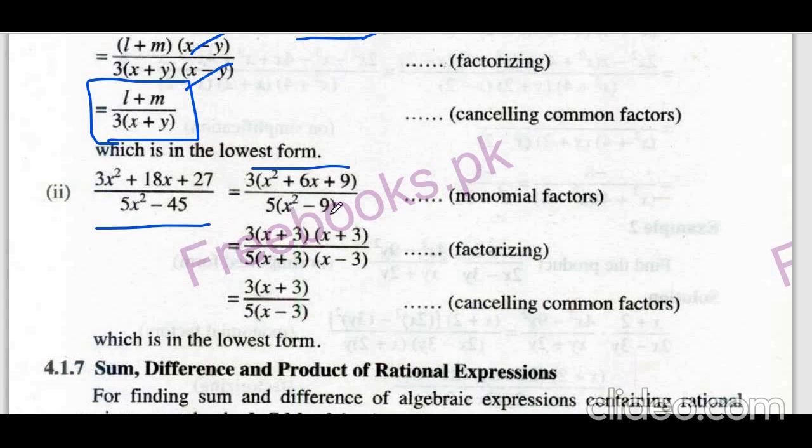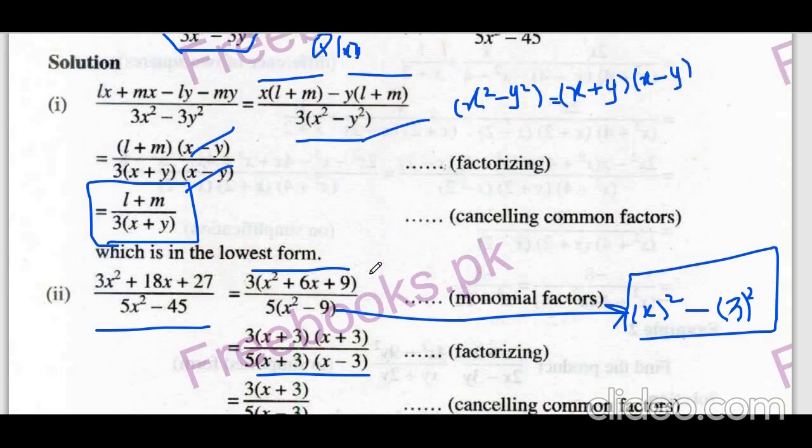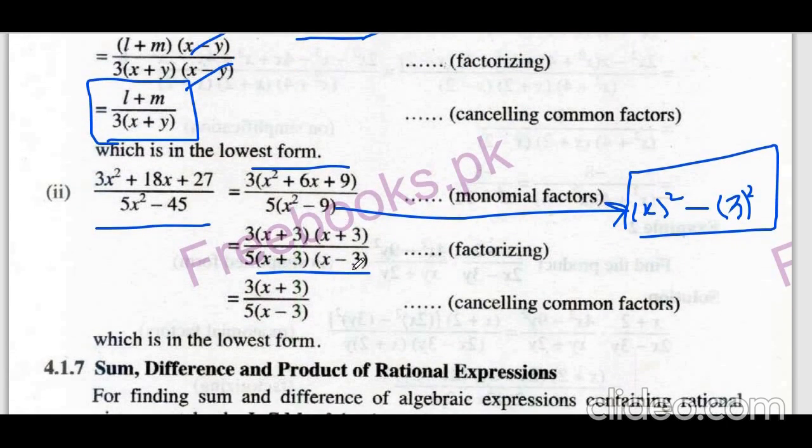Now this is x square, this is 9. We can write the denominator as x whole square minus 3 whole square. We can apply the algebraic formula here. x square minus 3 square equals x minus 3 into x plus 3. The same formula which I discussed earlier, we can apply here. x square minus 3 square equals x plus 3 into x minus 3. These two are the factors. Okay.